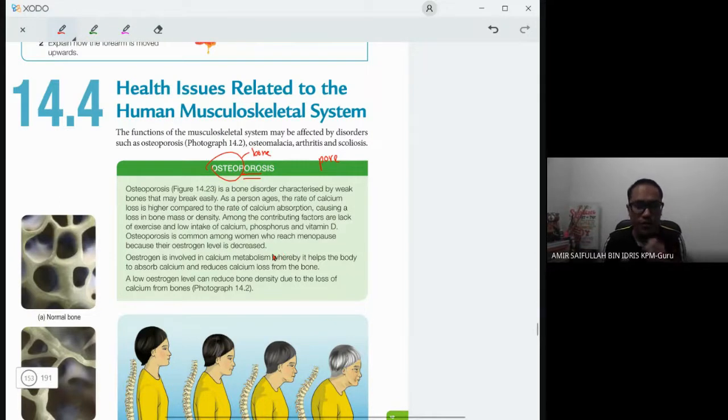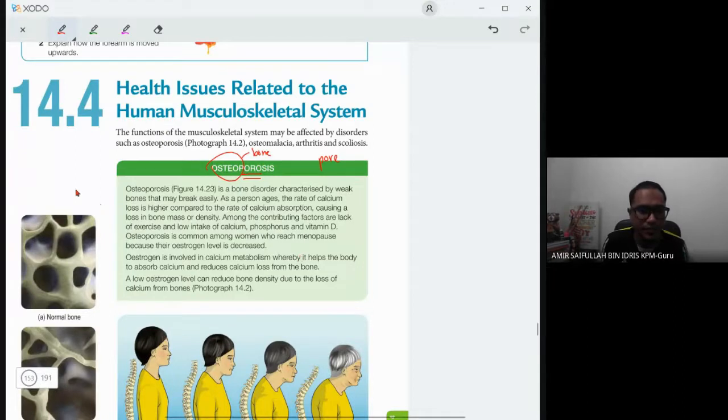Because why? Because of estrogen. As you know, estrogen, you learned in chapter 13, the hormone. The ovary will release estrogen. It's the female hormone. So when women reach menopause, when they cannot give birth anymore, when they don't have any period, their estrogen level will drop. So this is one of the factors that cause their bone density to become weak.